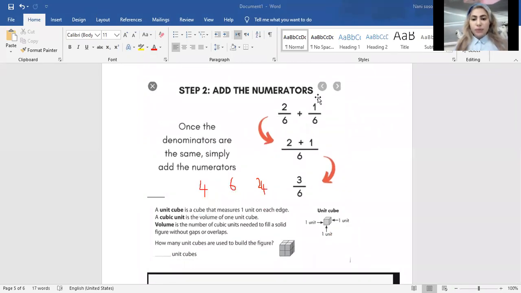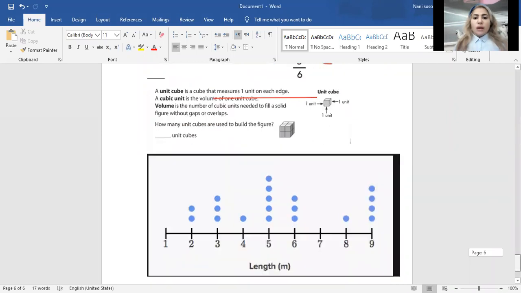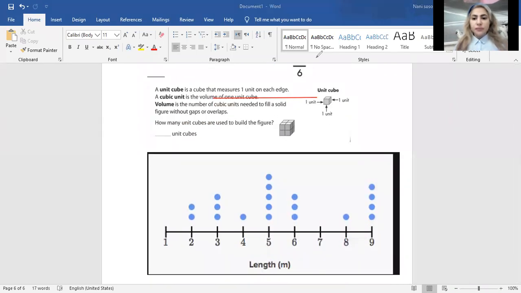Okay, the last concept I want you to remember is adding fractions with the same denominator. So if I have 2 out of 6 plus 1 out of 6, it will be 2 plus 1. We add numerators. If the denominators are the same, simply add the numerators. So it is 2 plus 1 out of 6, which is 3 out of 6. Of course, if I give you any fractions with the same denominator, you add the numerators.